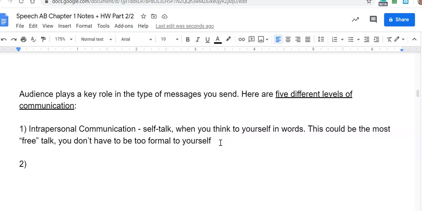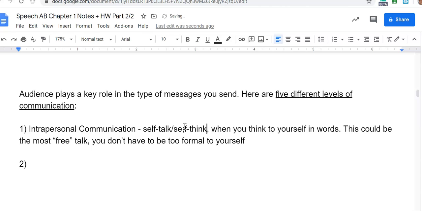Or when you're planning your classes and your homework assignments, and you're telling yourself what to do first. Oh, I've got to do this, this, and this first, and then this and this second. So it does not have to be just talking. It could be self-talk, or you're really just thinking by yourself.